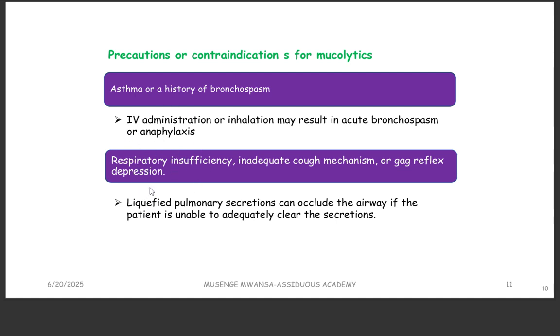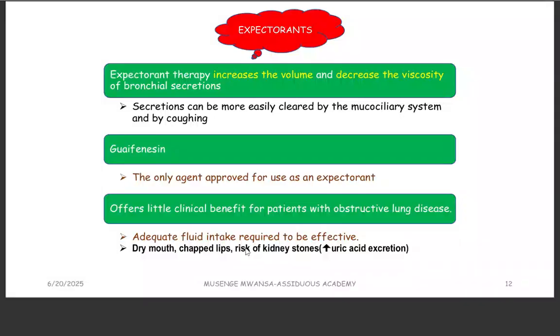And then in respiratory insufficiency, inadequate cough mechanism or gag reflex depression, liquefied pulmonary secretions can occlude the airway. The thing is that remember when you give these drugs, it will basically thin the mucus. It becomes more liquid so that we can remove it. But if someone can't cough, if this person doesn't have the capacity to cough and then you give them these drugs, what will happen is that it can end up occluding the airway, and that can be bad.